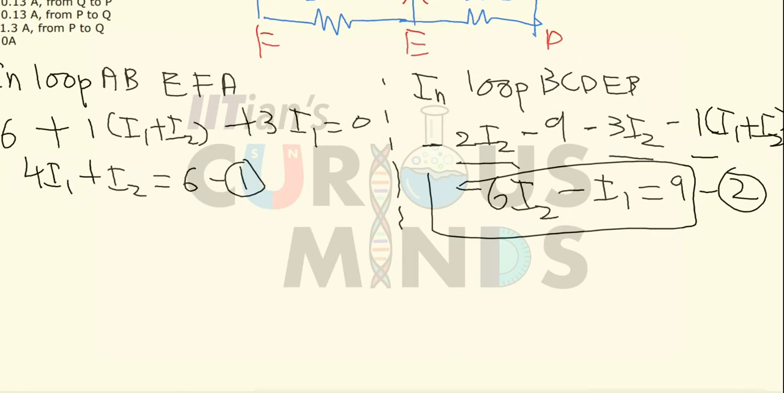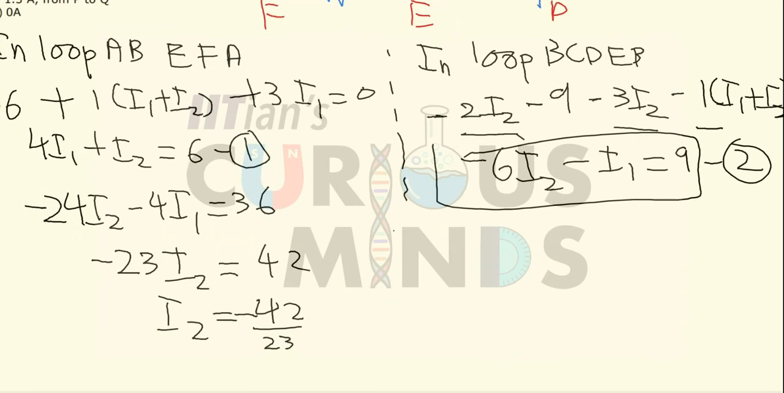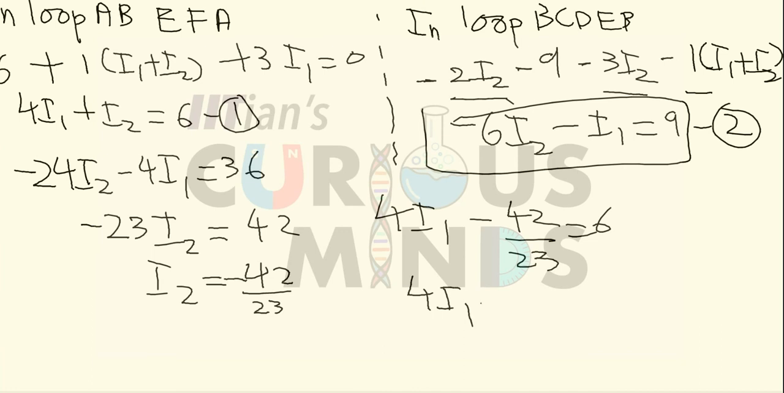I will multiply the second equation by 4. So I will get minus 24 I2 minus 4 I1 is equal to 36. When I add both of them, it will be equal to negative 23 I2 is equal to 42. So I2 will be equal to negative 42 divided by 23. So 4 I1 minus 42 divided by 23 is equal to 6 over here. 4 I1 will be equal to 6 plus 42 divided by 23.